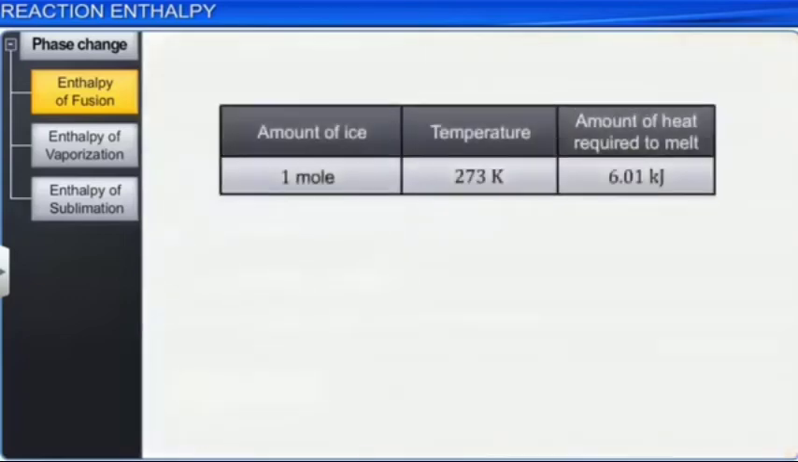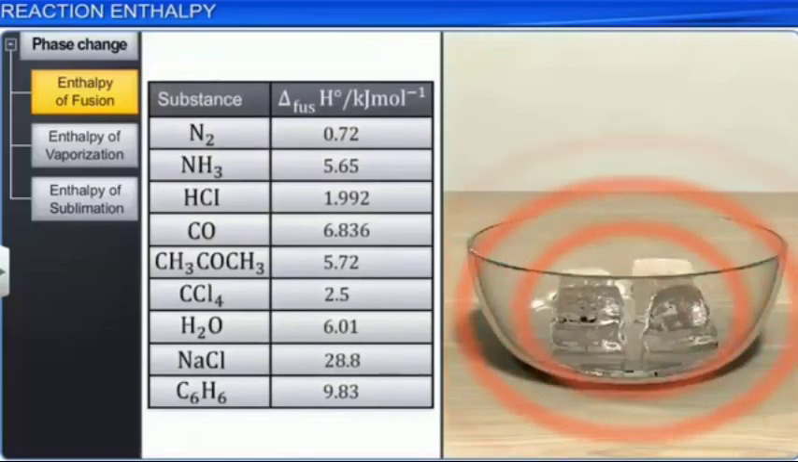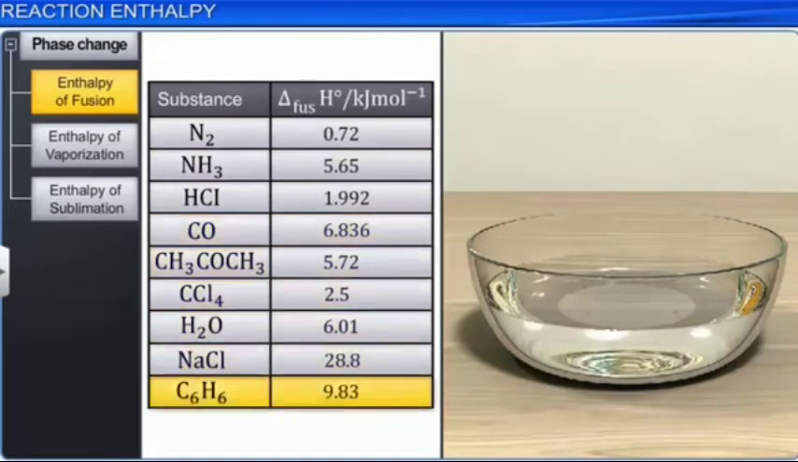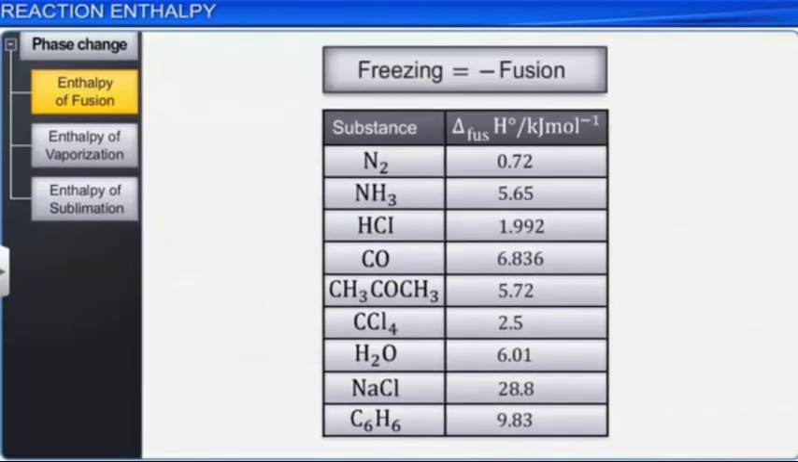For example, the amount of heat required to melt 1 mole of ice at 273 Kelvin is 6 kilojoules. Thus, we can say that the molar enthalpy of fusion of ice is plus 6 kilojoules per mole. As the melting of a solid is an endothermic process, all enthalpies of fusion are positive. We know that freezing is the reverse of fusion. Thus, the enthalpy of freezing, also known as enthalpy of solidification, is the same as enthalpy of fusion, except that it has the opposite sign, that is, a negative sign.